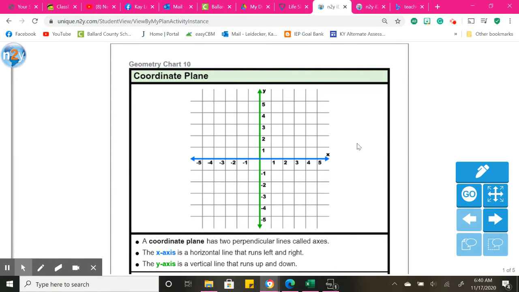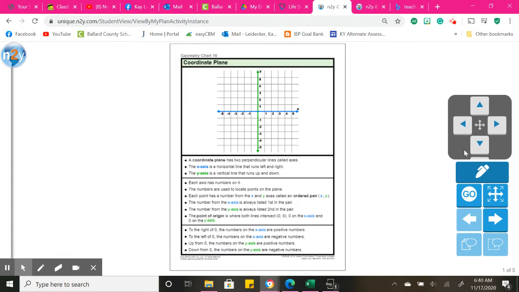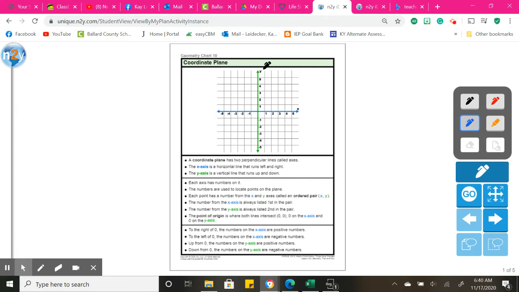Okay, remember yesterday we did our y and x coordinates? If you remember, our y coordinate is this line running up and down. And then our x coordinate runs horizontally, and that is this line. And remember, we always do x first, and then we do our y when we are plotting on our graph. X first, then y.